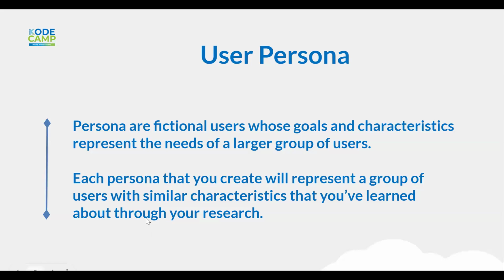So as you do your research, when you start analyzing, you have to start putting segments together. From the empathy map, you have to start sectioning users with similar pain points, users with similar problems, and turning them into what we call a persona. Personas are fictional users whose goals and characteristics represent the needs of a larger group of users, more like a representation of your entire user base.